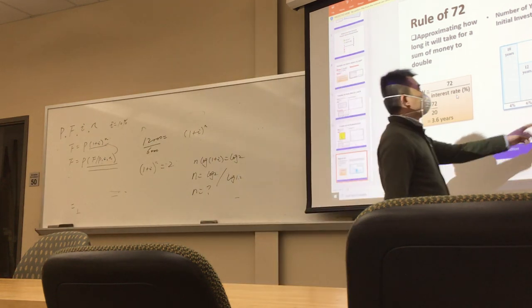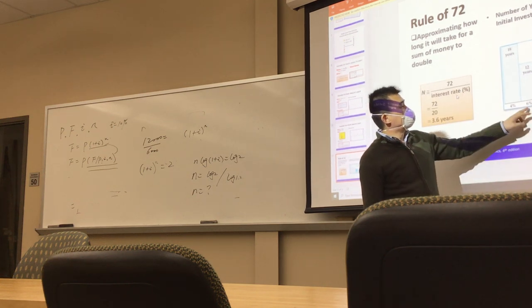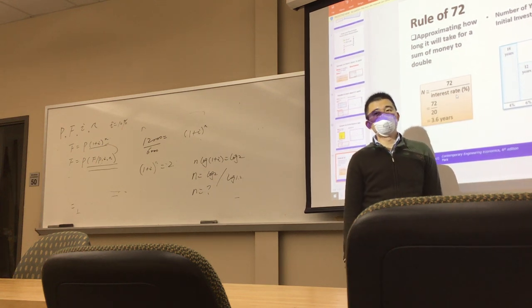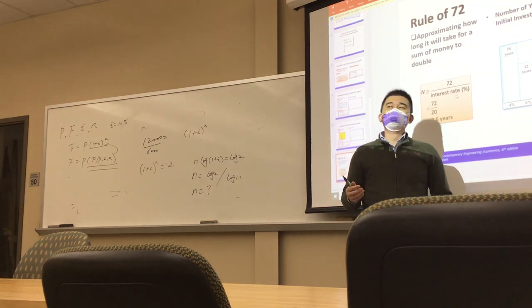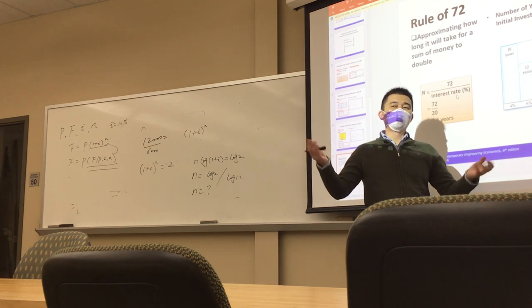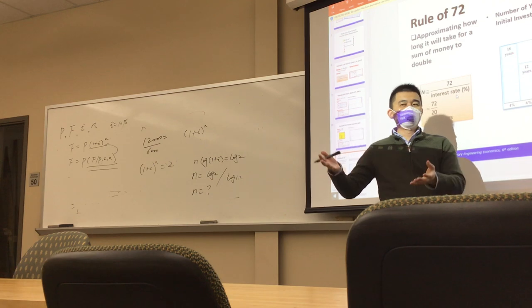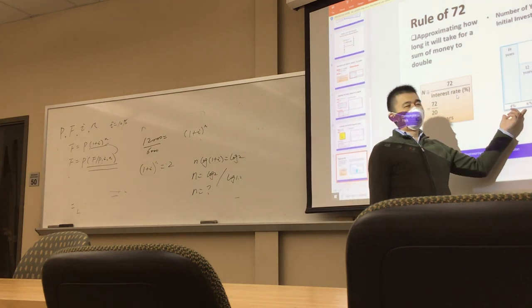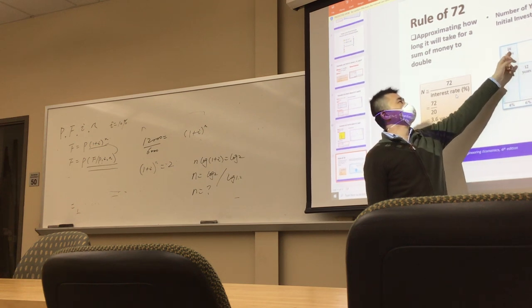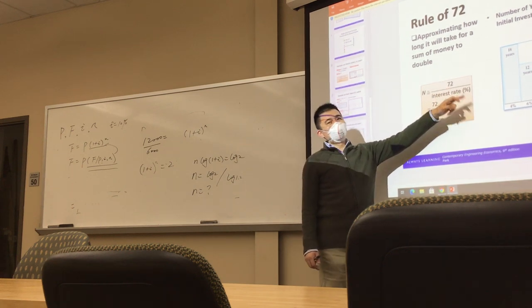If it's 10%, it will need 7.2 years. If the interest rate is 8%, it will need 9 years to double your wealth. Just like if you establish a goal, I want my money to be doubled. I know the interest rate for this product is maybe 4%. Okay, it will need 18 years. You directly use 72 divided by that rate.